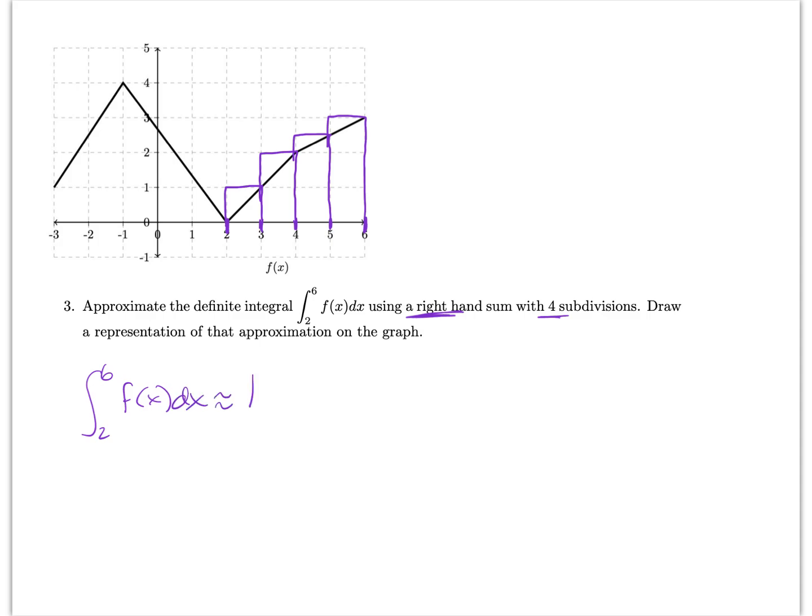We're going to approximate this with a right-hand sum with 4 subdivisions. And that's just the sum of the areas of these rectangles. So this first rectangle is base of 1, height of 1. Second rectangle is base of 1, height of 2. Third rectangle is a base of 1, height of 2.5. And then the fourth rectangle is a base of 1, height of 3. And that comes out to 8.5.